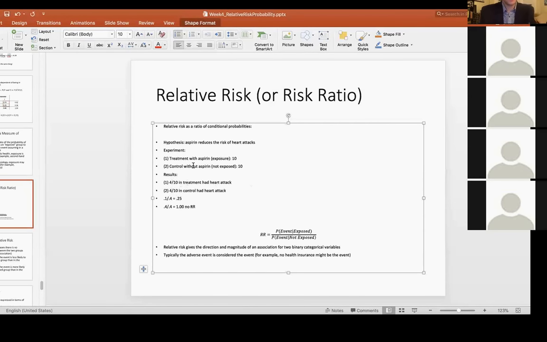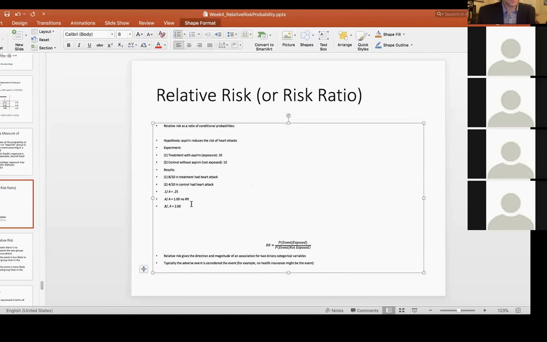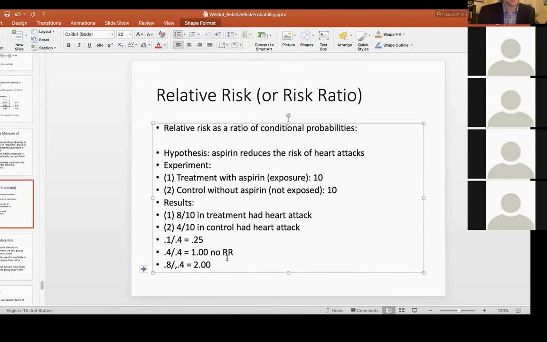Now let's assume that we have 8 here in our treatment group. So then we have 0.8 divided by 0.4, which equals 2.00. What does that mean? Well, the key point here, I'm going to actually cut this out for a second so that the text gets a little bit bigger.